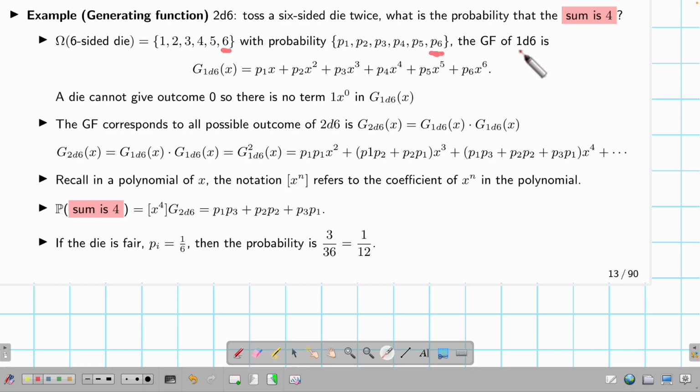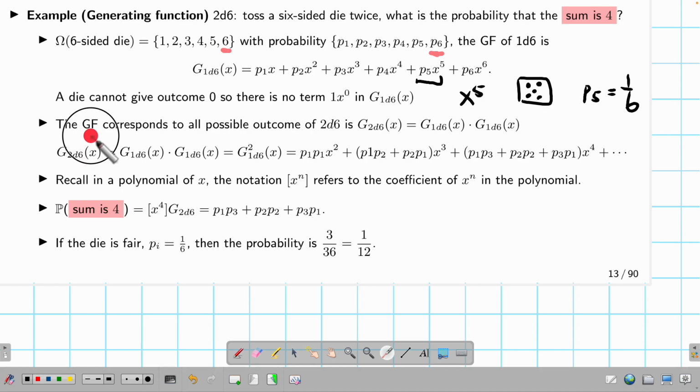The generating function of 1d6 is basically this, times x squared, and so on. For example, what does this mean? It means the probability of getting x^5, in other words the die giving you a 5, is P5. And if the die is fair, all outcomes have equal chances, so P5 equals 1 over 6.